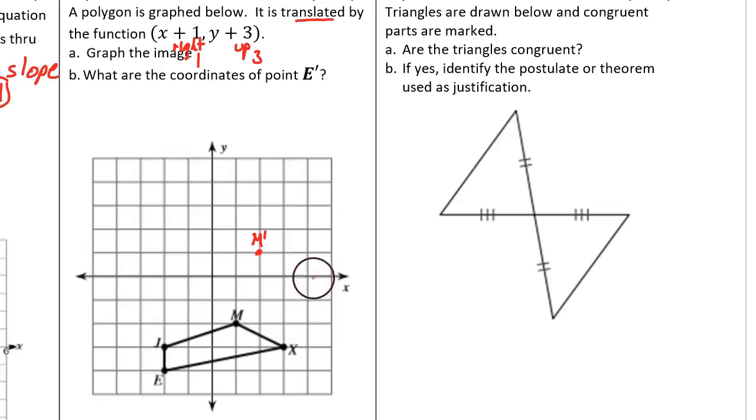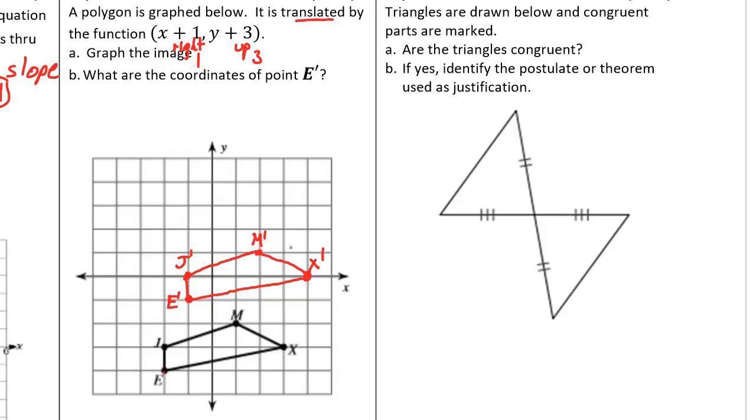For X, right 1 and up 3. This dot is X prime. Point J, right 1, up 3. Here's J prime. And then point E will move here. This will be E prime. Then connect these together. So this figure in red ink is the image of the original after the translation.